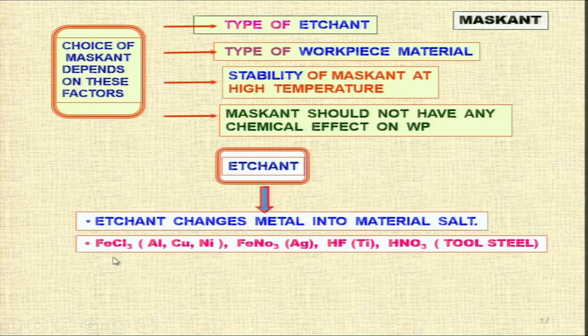FeCl3 is used as the etchant for aluminum, copper, nickel. FeNO3 is used for silver. HF is used for titanium. HNO3 is used for tool steel. So what I mean to say here is, for different workpiece materials you have to have different types of etchant. Selection of etchant, factors to be considered.